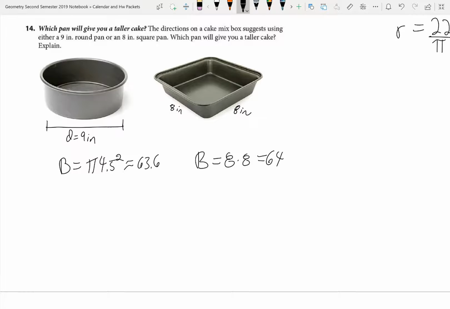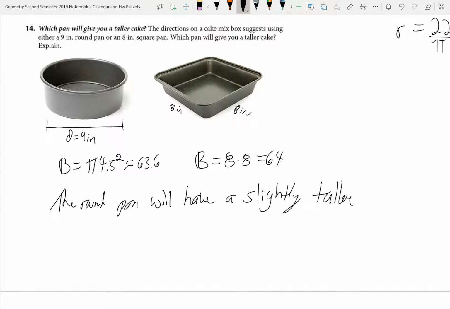Right. So that's going to mean that since the round pan has a smaller base area, we'll have a slightly smaller height. Okay, so the round pan. There we go. That is number 14. All right, that concludes 11.4 homework.